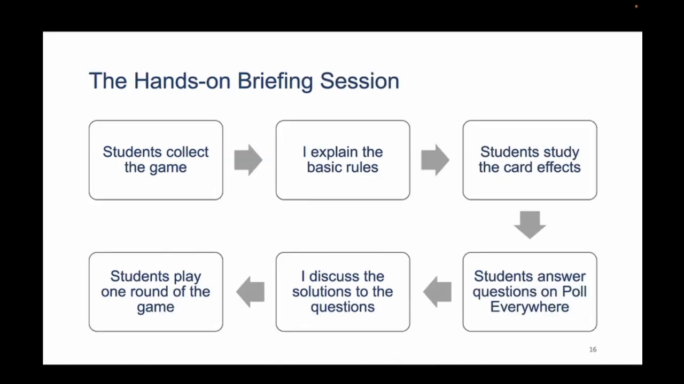The project began with a hands-on briefing session in the middle of the semester. There are 2 key activities in the session. The first is that students were given some time to study the card effects. To check their understanding of the card effects, 6 active learning questions were given on Poll Everywhere. After discussing the solutions to these questions, students move on to the second key activity, which is to play one round of the game with their group mates.